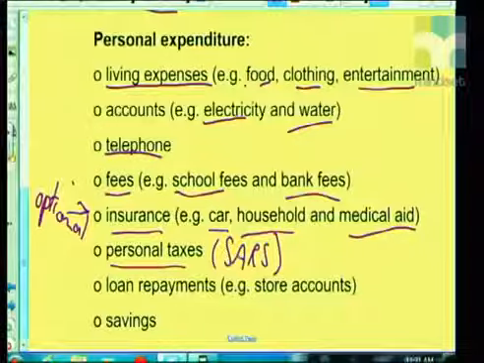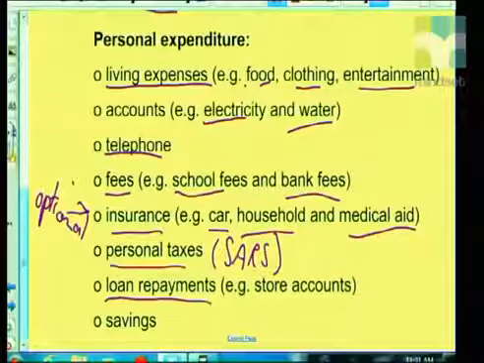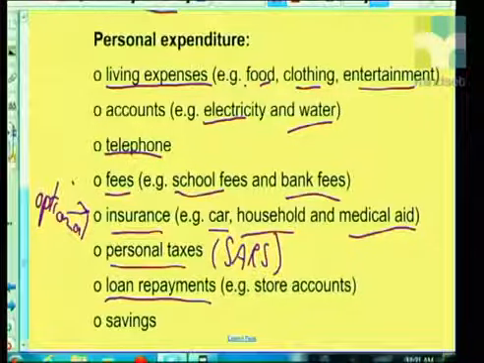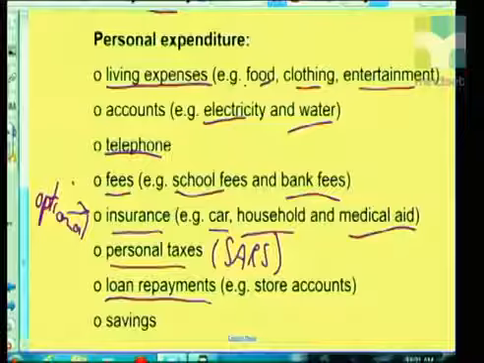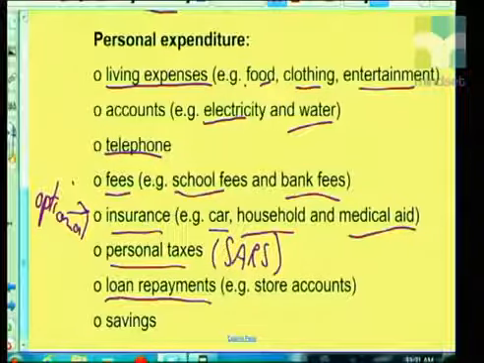Now, a very important thing, and it's something that we need to keep in check, is our repayment of loans. We need to make sure the interest is low and that we pay loans off as soon as we can. Very important principle.